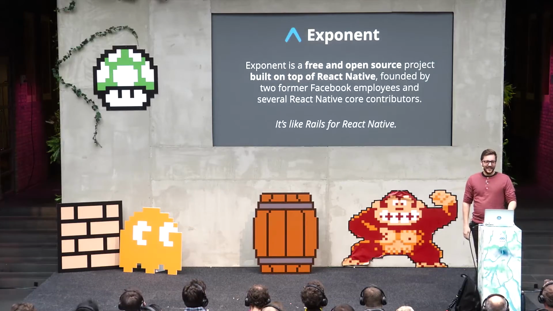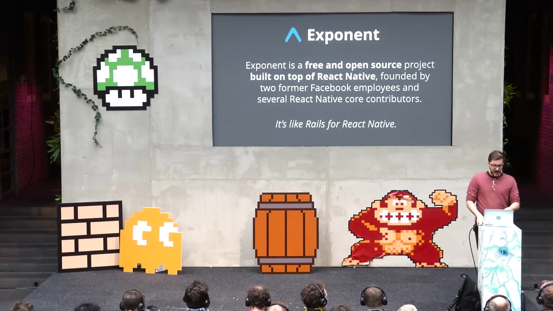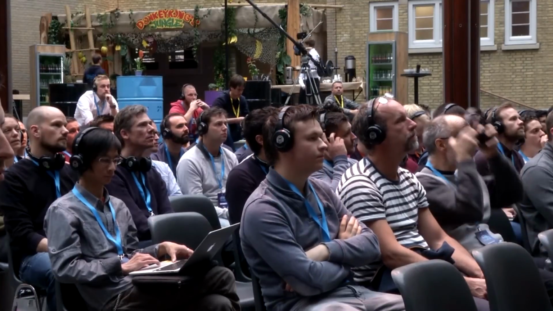OK, so as you saw, the title of the talk is Mobile Doesn't Have to Be So Hard. What I'm working on is something called Exponent. It's a free, open source project built on top of React Native. To be clear, when you're writing things with Exponent, you're also writing a React Native app. It's just the layer on top of it. It was founded by two former Facebook employees, Charlie Cheever and James Ide, and several of the React Native core contributors. And we like to think of it like Rails for React Native.